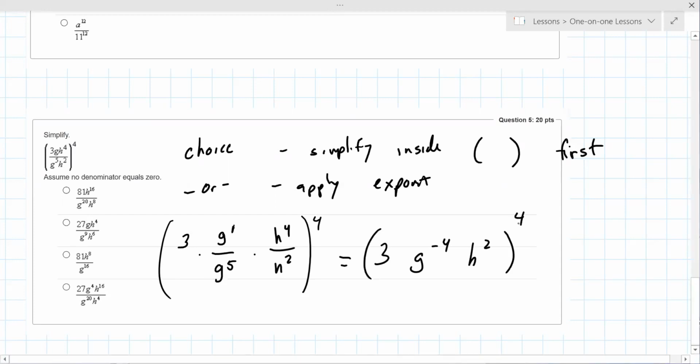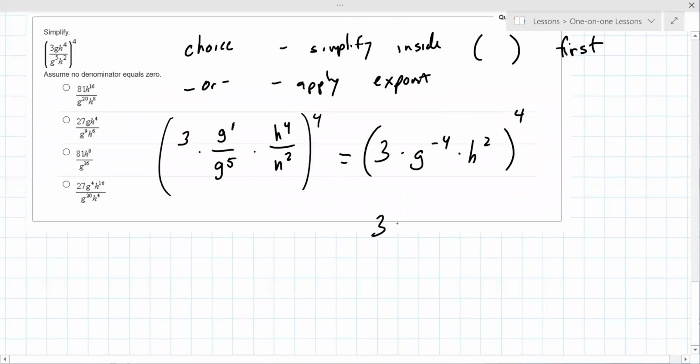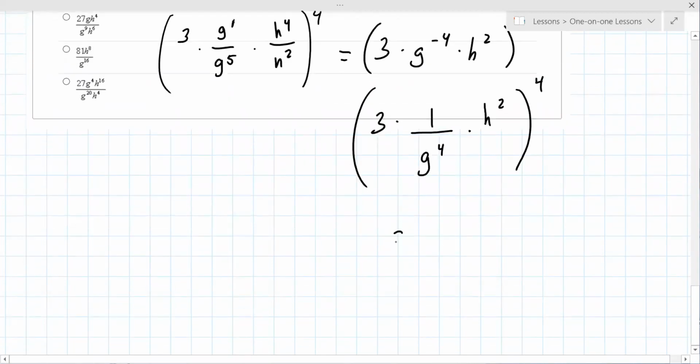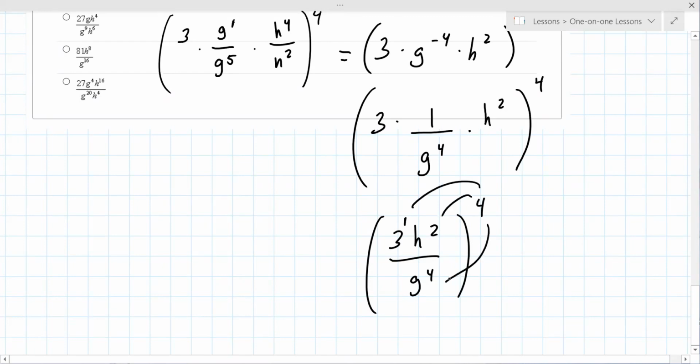So how do we rewrite this on the inside parentheses? g would be 1 over g to the 4th power, times 3, times h to the 2nd power. So this simplifies to 3h squared over g to the 4th, all to the 4th power. So now all you have to do is apply this 4 to each of these exponents and multiply them.